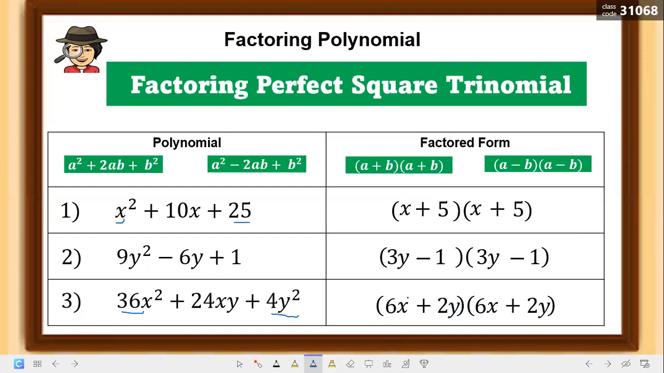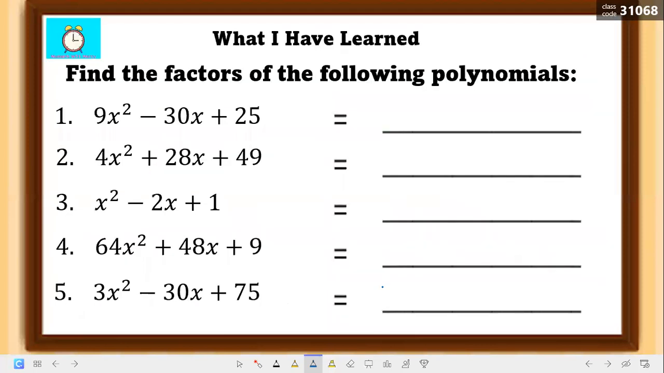Okay? So, any questions so far? May tanong po ba sa ating PST or perfect square trinomial? Wala naman po. Wala na po. Sige. So, what you have learned? Sige, can you give me the factors of the following polynomials? Number 1.